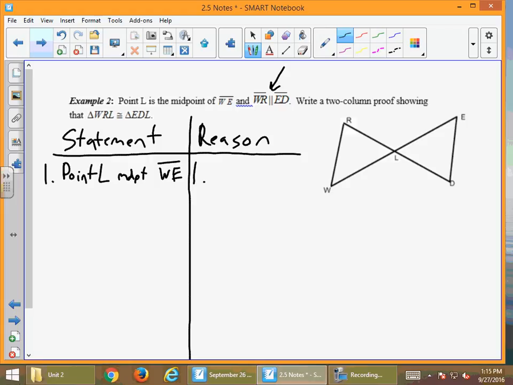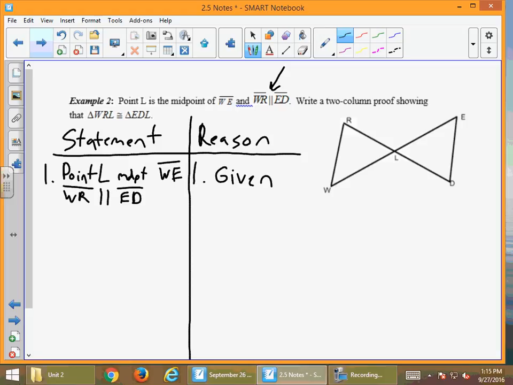To be clear, there's an "and" after. WR parallel, I like it. W, R, not WE again. Come on, WE. WR is not congruent. What's going on? Congruent, what am I thinking? Parallel to ED, and we already said that. I think it was Riley. Someone said given.